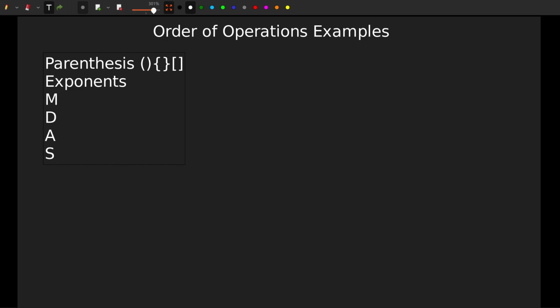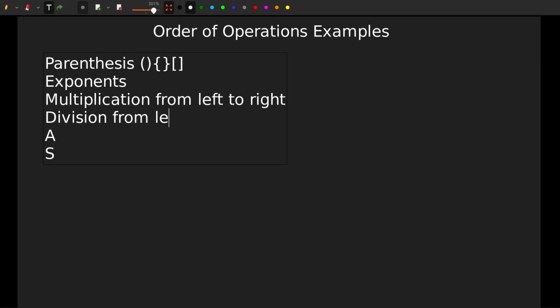M stands for multiplication, and this goes from left to right. Division is D, and this is also from left to right. And multiplication and division are also taken in the same step, so we need to remember that. Addition is the next one, and that's from left to right. And subtraction is last, from left to right.